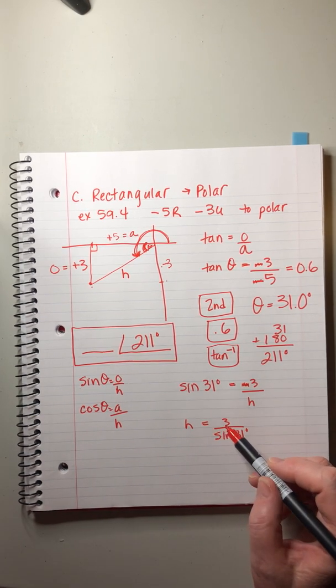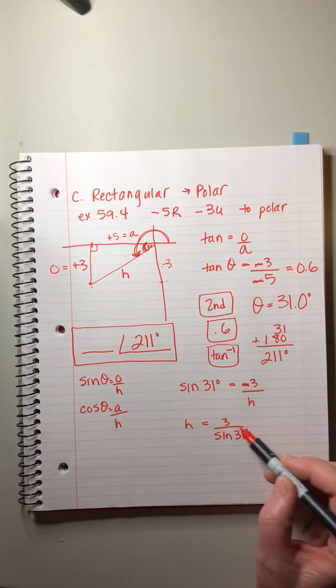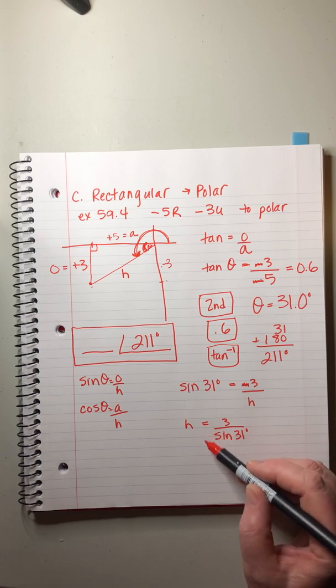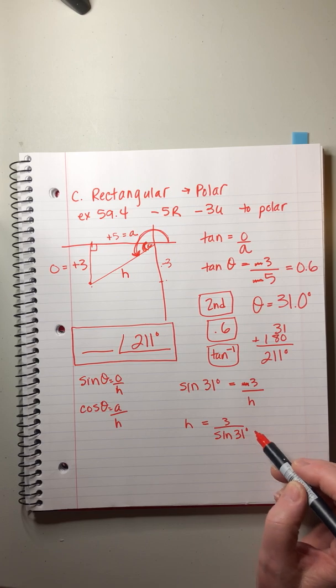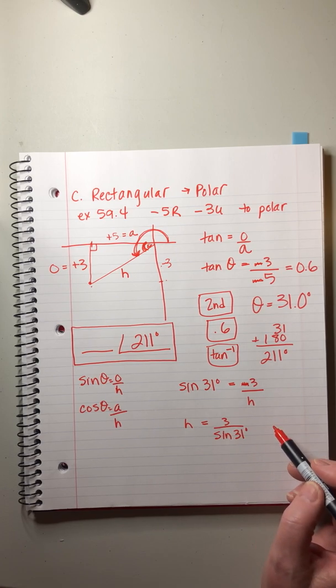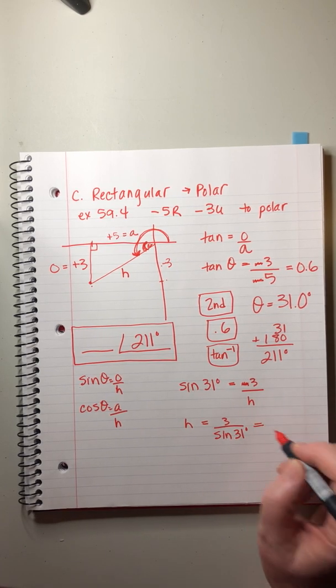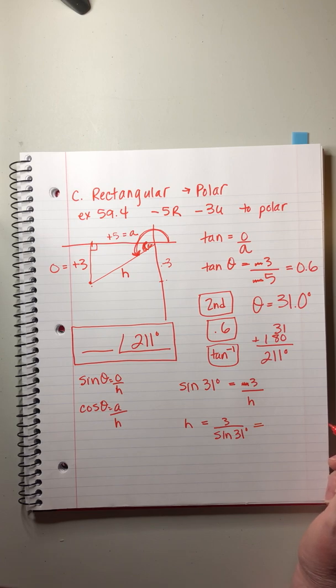I can now grab my calculator. I'm going to do 3 divided by parenthesis 31 sine end parenthesis equals. Whew. See if you can get that to work out. The right answer is 5.83.